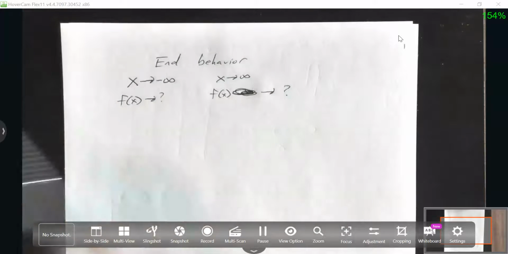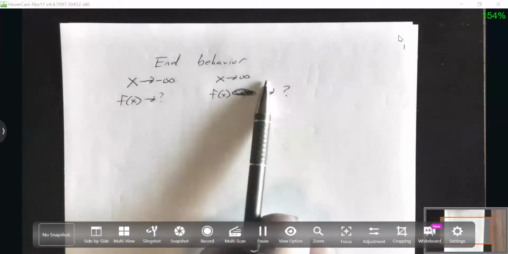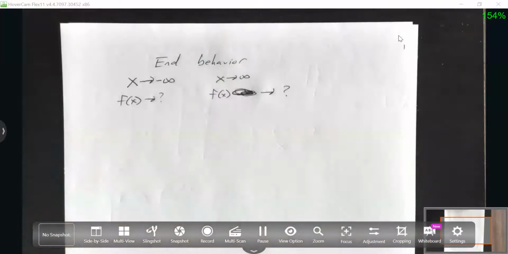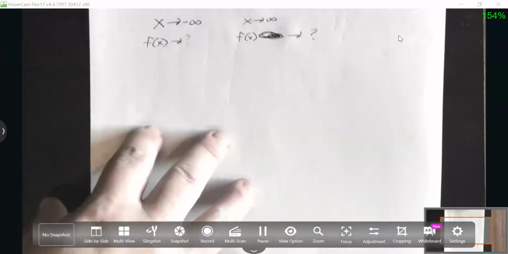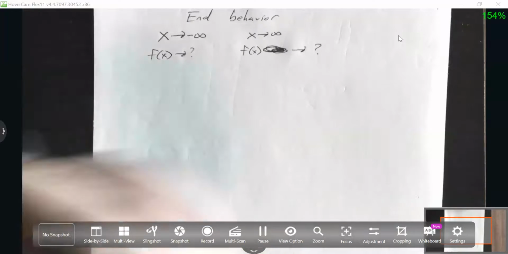We're trying to say, if we go all the way left, what happens to the graph? If we go all the way to the right, what happens to the graph? So I'll do a couple examples of that, and then we'll talk about what happens with polynomials.